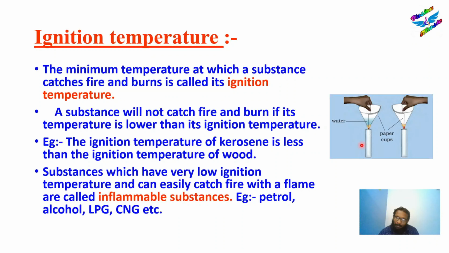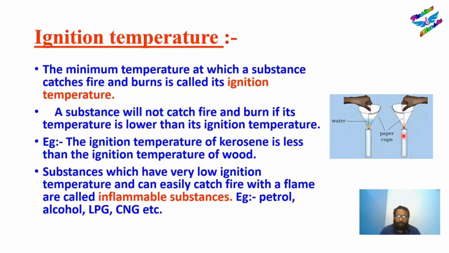So the minimum temperature required for burning the paper is not attained in the second activity. So the minimum temperature is also important for ignition in combustion. Ignition temperature is nothing but the minimum temperature required to ignite or burn things. In the first activity, we directly burn the paper without water, so the minimum temperature is easily attained and it burns. But in the second case, the water absorbs the heat, so the paper does not reach the minimum temperature and takes some time to burn.